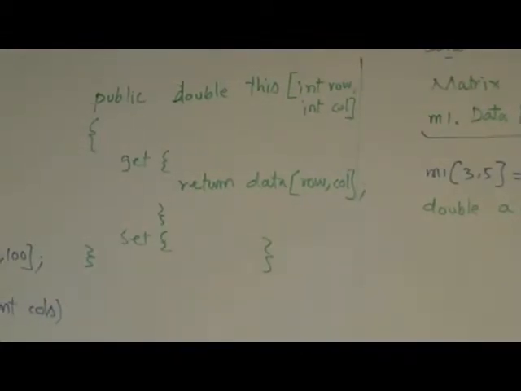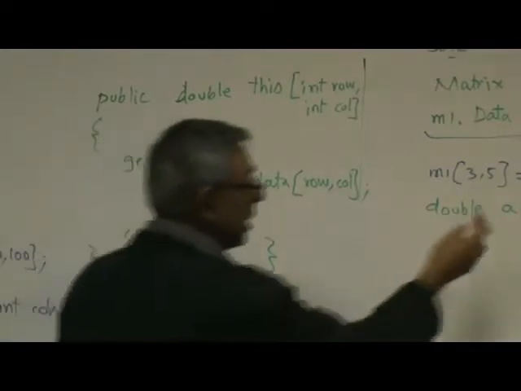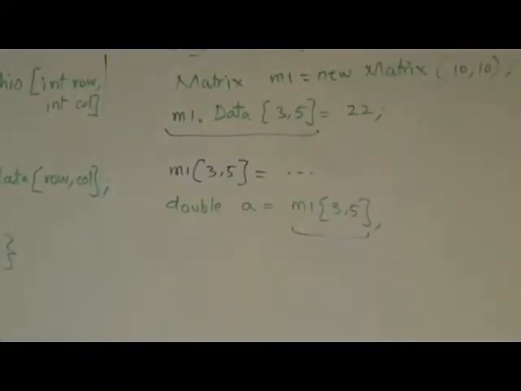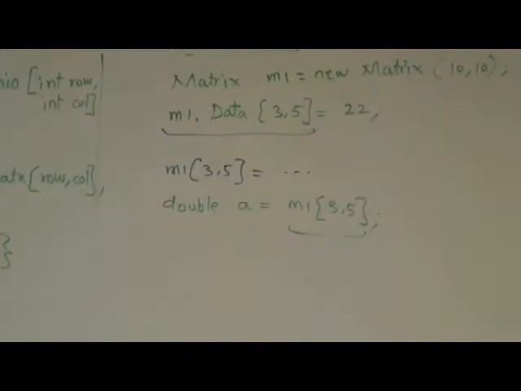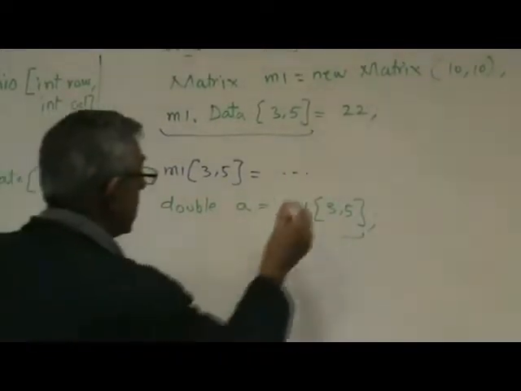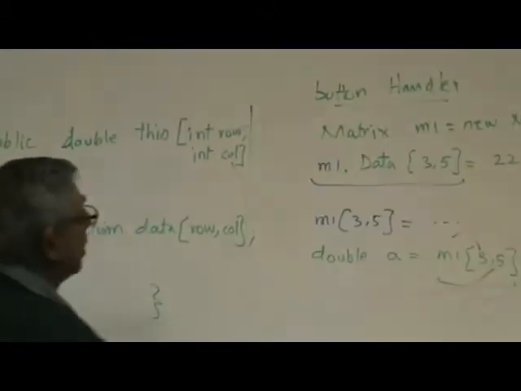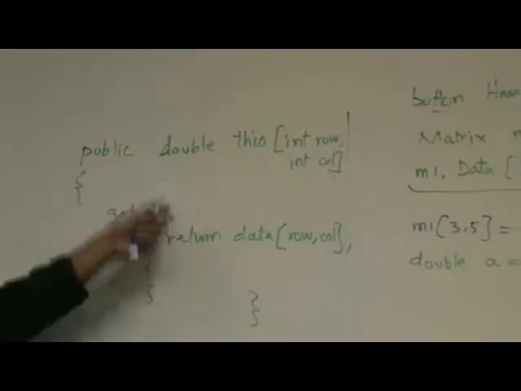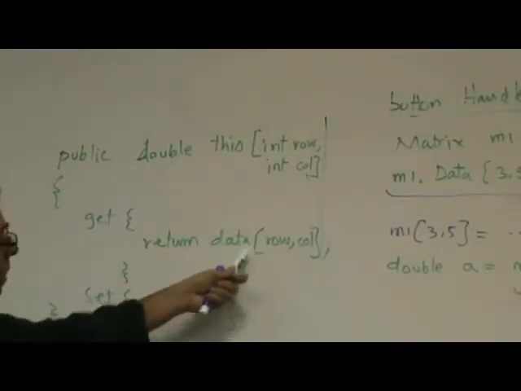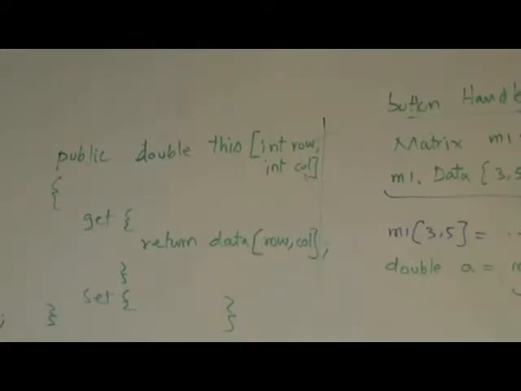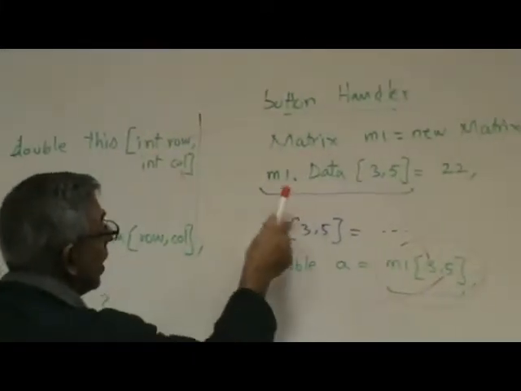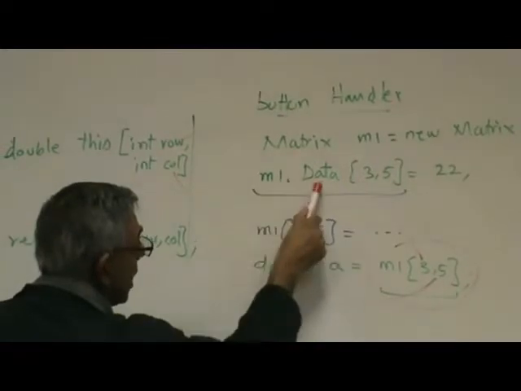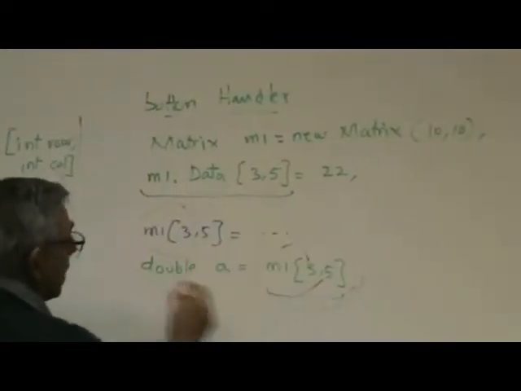Get is always triggered when something appears on the right side of an expression, right? Because we are trying to read something from it. So in this case, 3 will correspond to the row, 5 will correspond to the column. So it will end up going and returning whatever was stored at M1 of 3, 5. Okay. So once we have the indexer, then there's no need for writing something like M1 dot data equal to, we can directly write it like this.